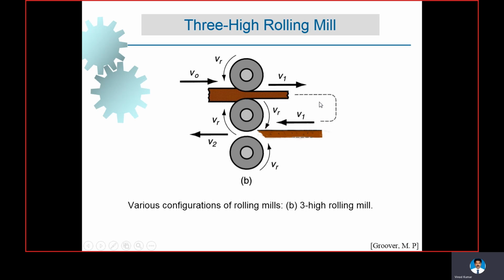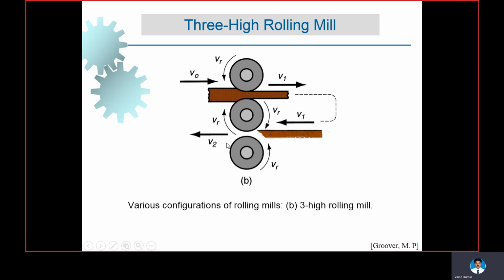And in the second pass, material will be taken out and fed between roll 2 and 3. So this is called the second pass. By doing this, a significant amount of thickness can be reduced. A significant reduction is possible using 3-high rolling mill.